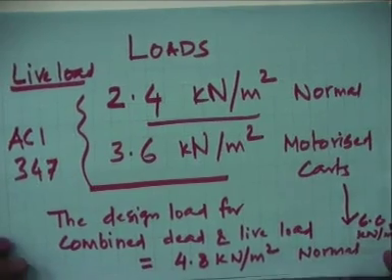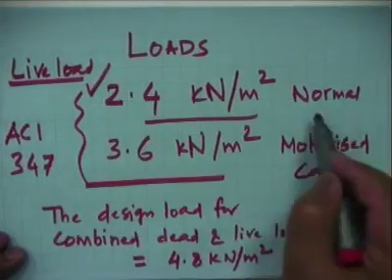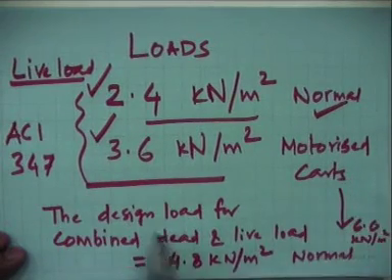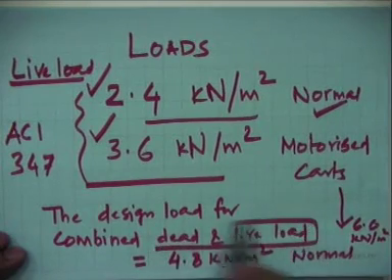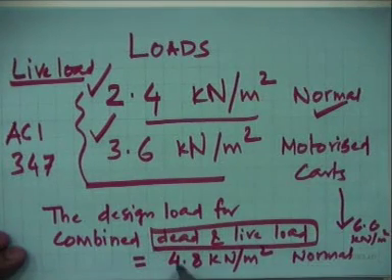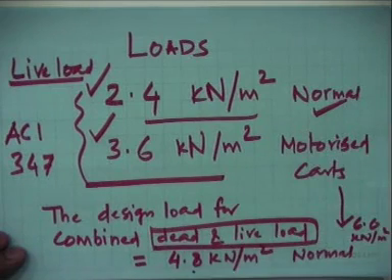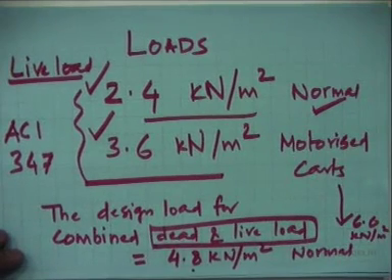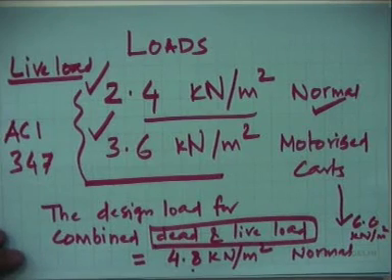You understand this? Live load is 2.4 for normal situation. It becomes 3.6 if you are using motorized carts. If you add dead and live load together, then in the normal case it has to be 4.8, and if you are using motorized cart, you have to take 6 kilonewton per meter square. Is this clear to you, technology class? Is that clear to you? These are the recommendations of ACI.